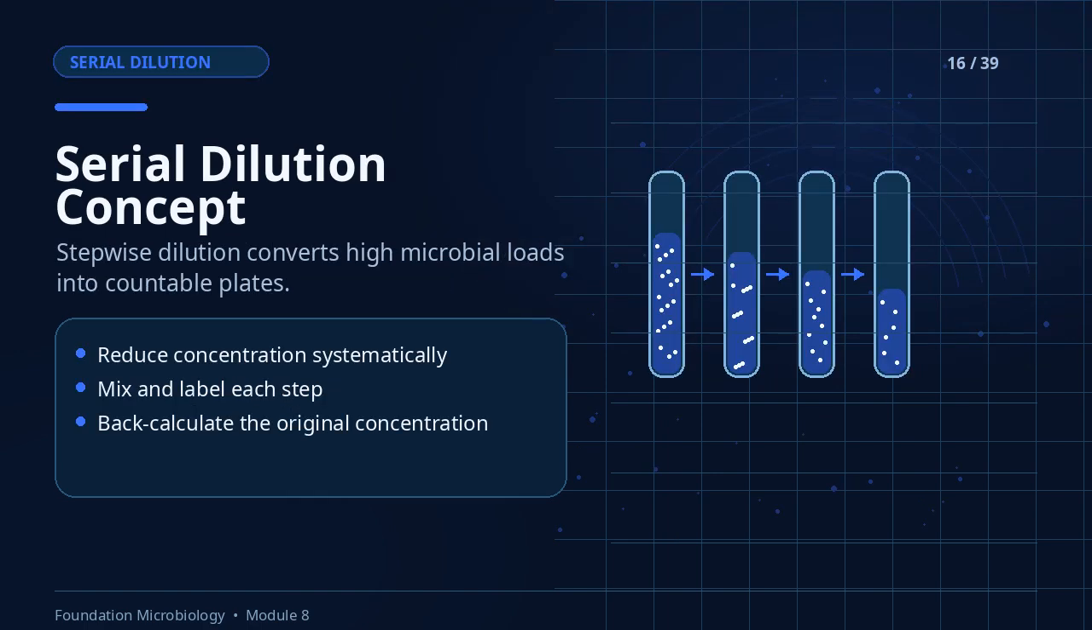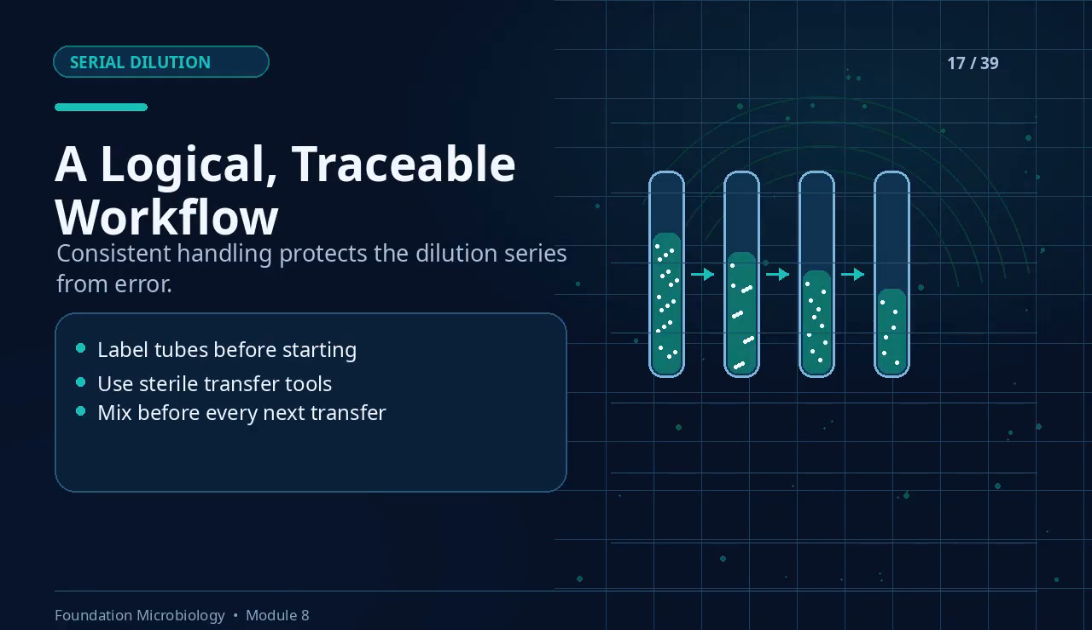Serial dilution reduces a high microbial concentration in controlled, stepwise stages. This makes it possible to obtain countable plates and then calculate the estimated concentration in the original sample. A dilution series must be logical, clearly labeled, and mixed consistently at every step. Use sterile tools as required. Mix each tube before the next transfer and document the dilution factor, plated volume, and plate identity.